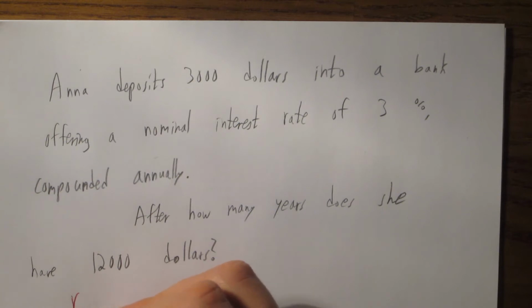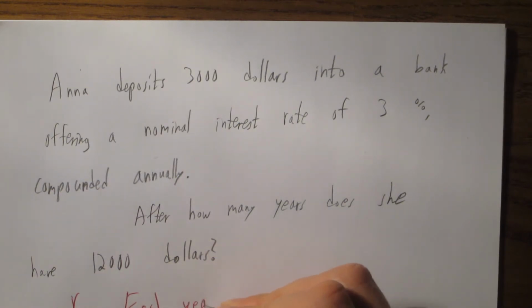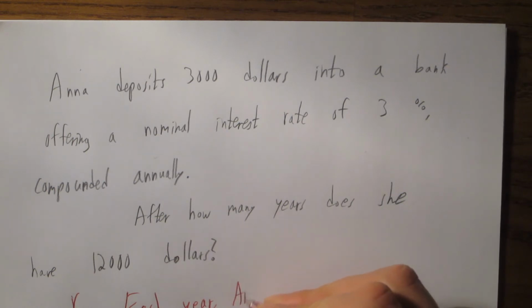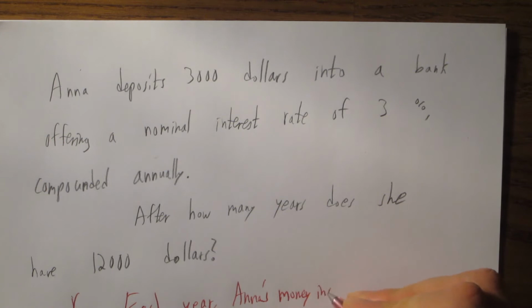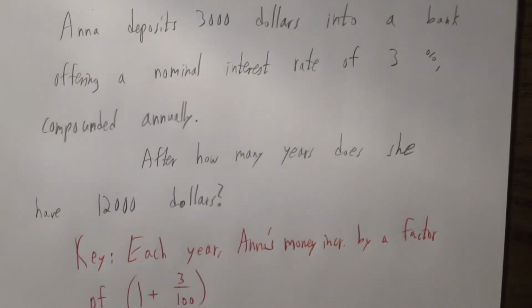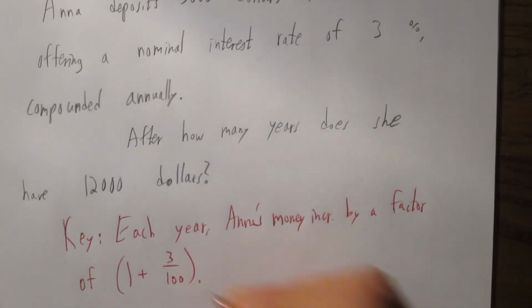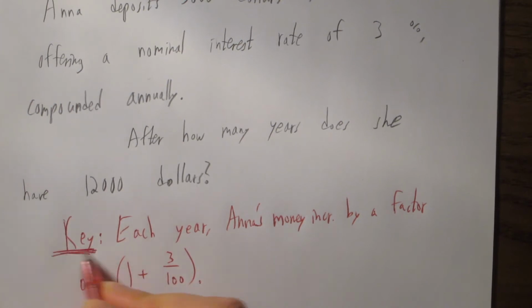So let's first write down the key. Each year Anna's money increases by a factor of 1 plus 3 hundredths, or 1.03 if you like, but I'm going to keep it like this. That's the key. Work with factors.